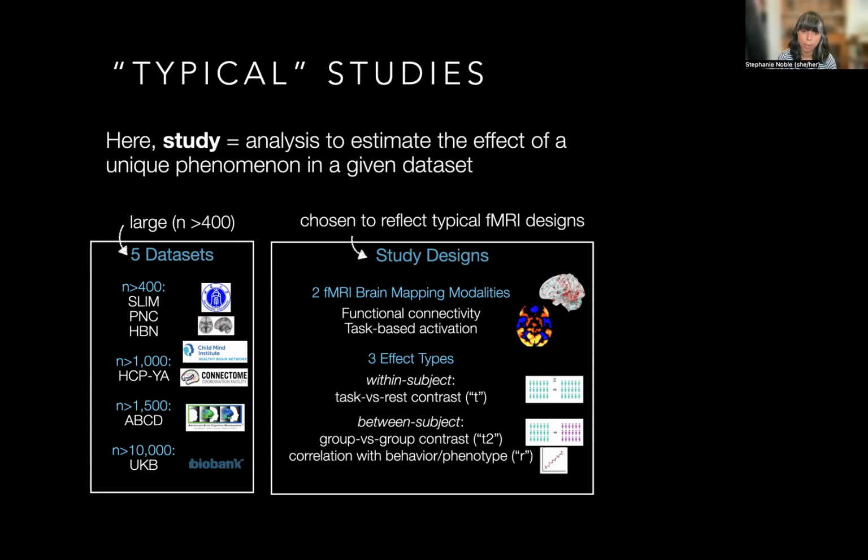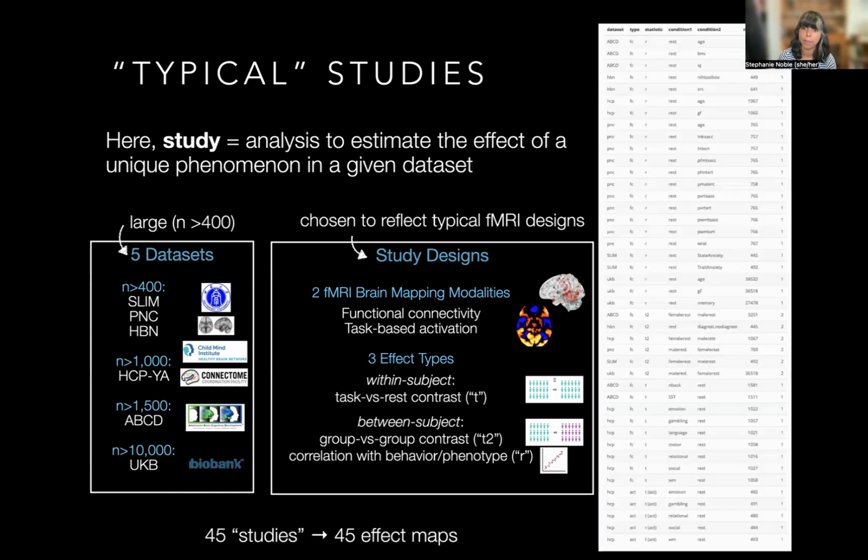So I'm using 2 common mapping modalities, functional connectivity and task-based activation, and then 3 types of effects. One is a task versus rest contrast, which is a within subject design, and then 2 between subject designs, a group versus group contrast, and a correlation with behavior, phenotype, demographic variable, etc. So in total, I have 45 studies, which lead to 45 effect maps. And this is what these studies look like.